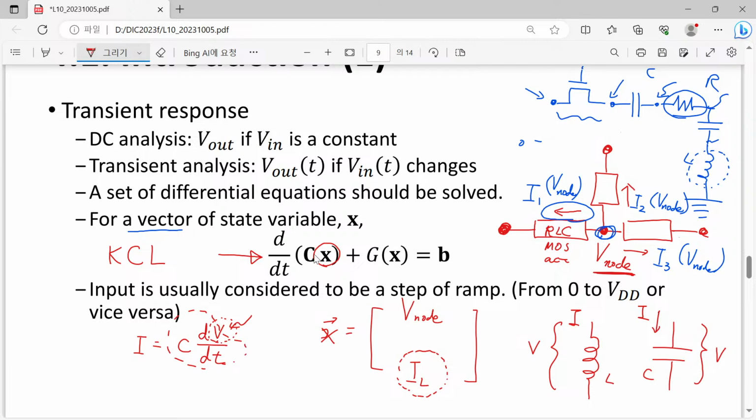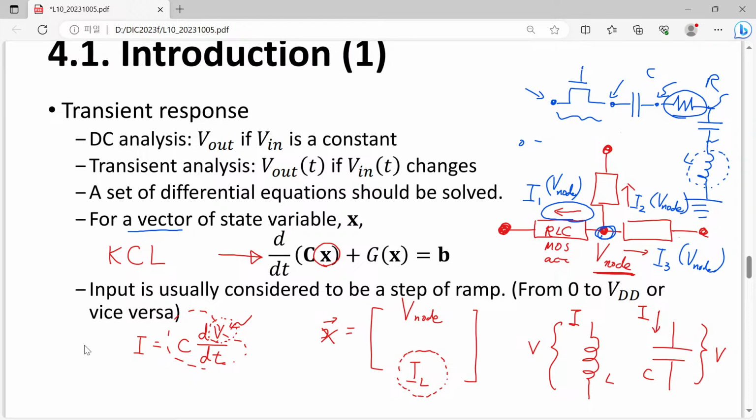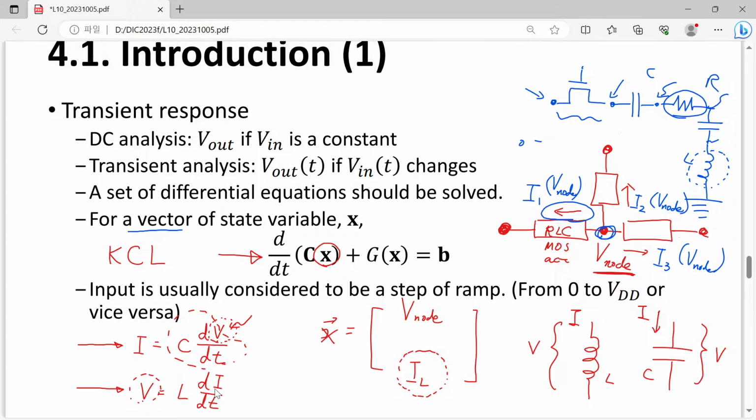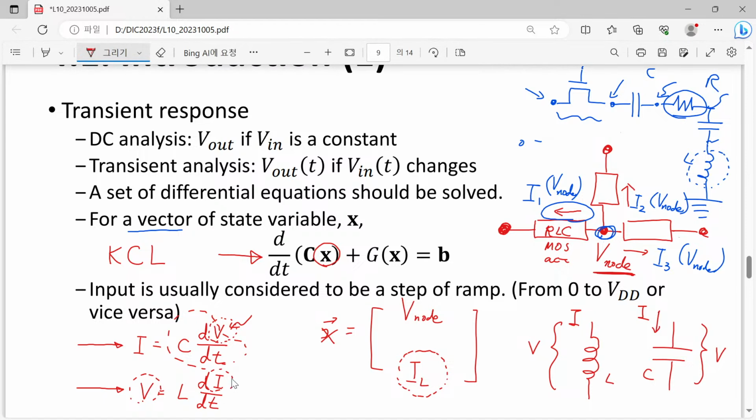So this is good. However, in the case of our inductor, the governing equation for our inductor is not this way. Instead of that, the voltage is obtained from the time derivative of our inductor current. So if we still keep only this one as the state variable, then it is not easy to consider in terms of this first order derivative. This one is unspecified in this case.